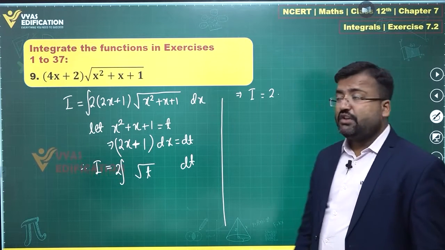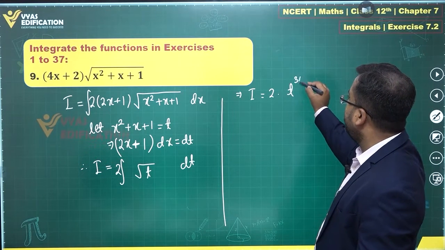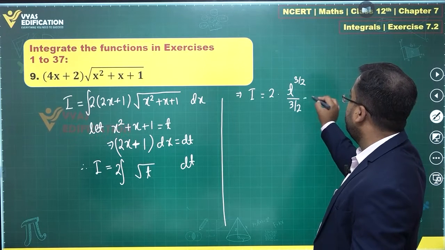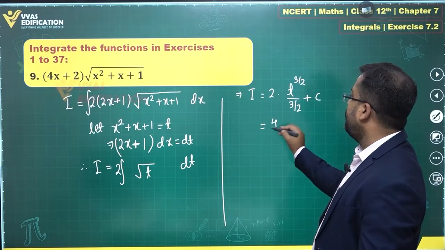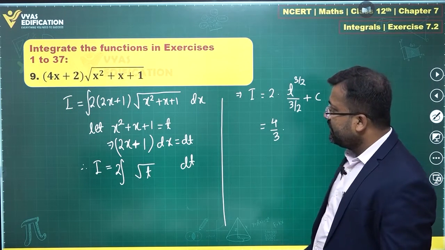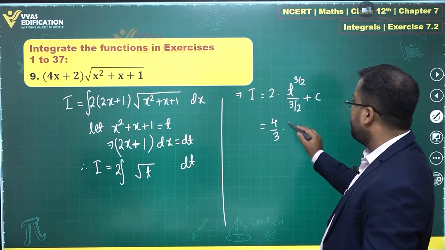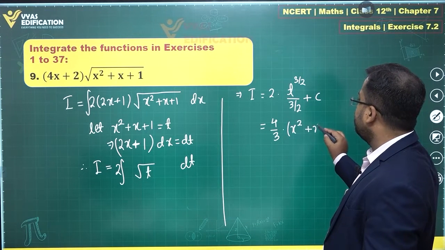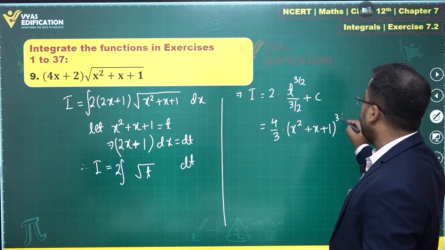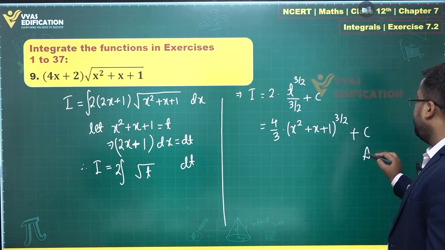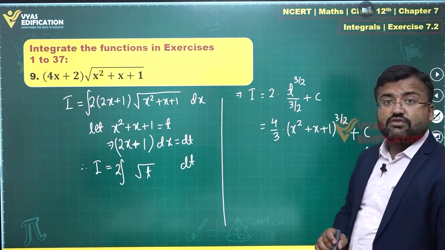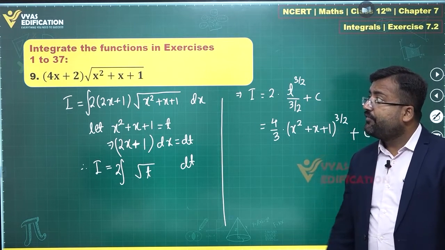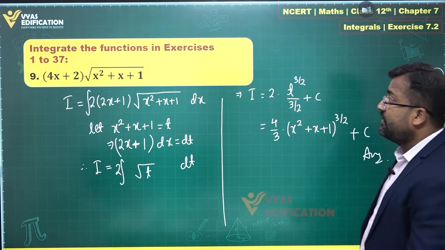the integral of root t, which will be t power 3 by 2 upon 3 by 2, plus the constant of integration. This is 4 by 3 times t power 3 by 2. Now t is this, so (x square plus x plus 1) power 3 by 2 plus the constant of integration, and that's the required answer for this question, as you can see over here. This is the 9th question for us.